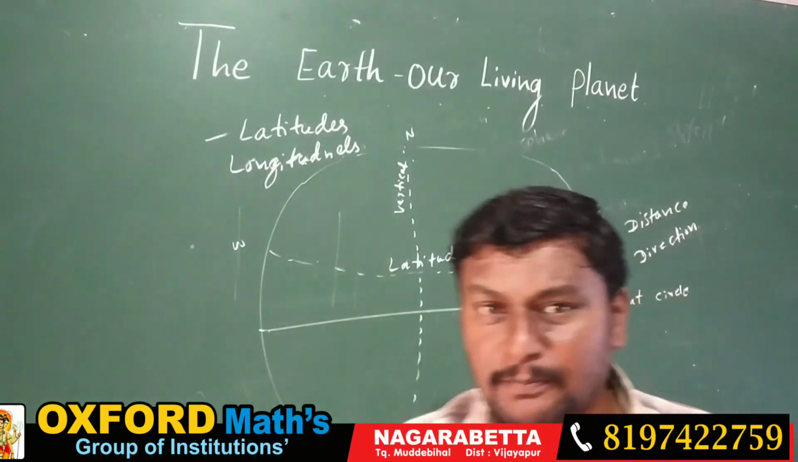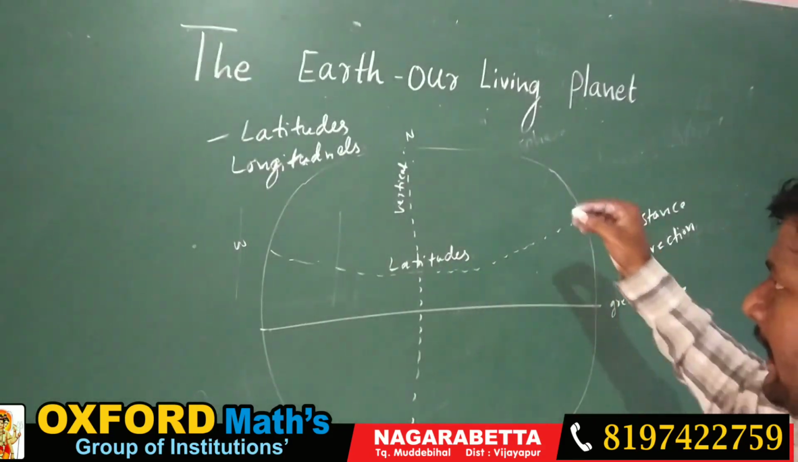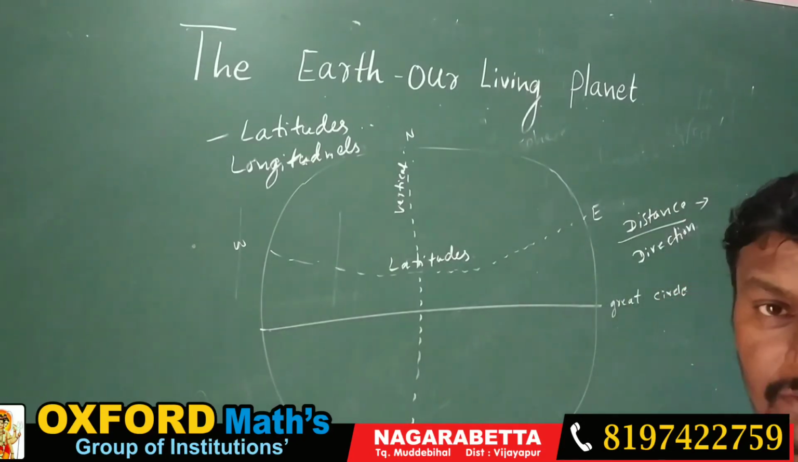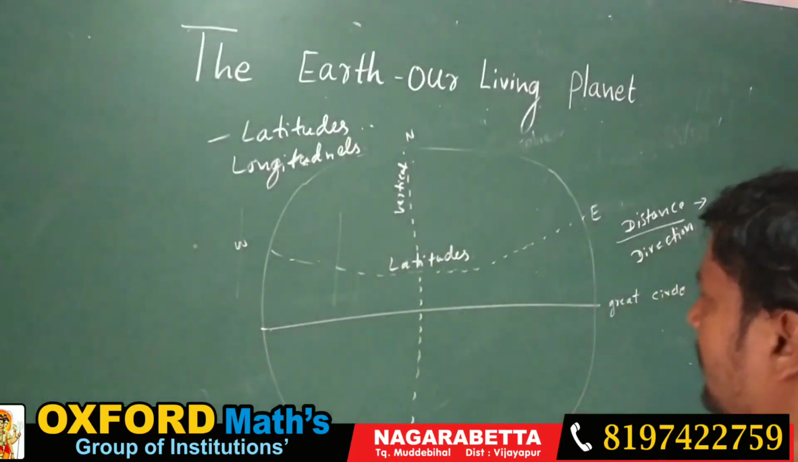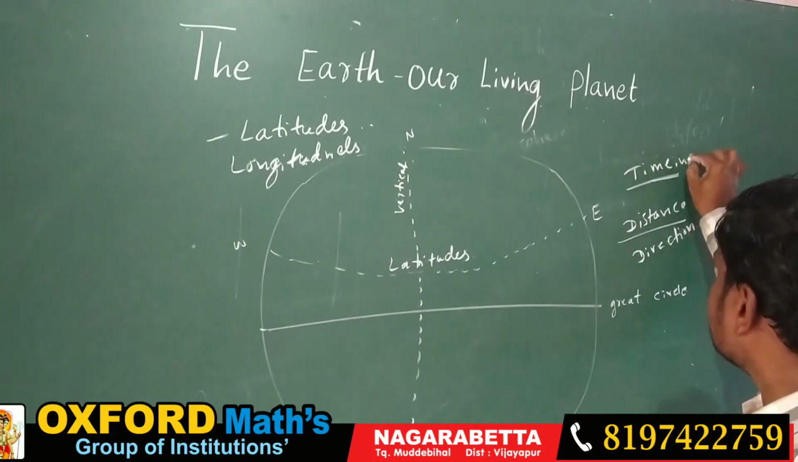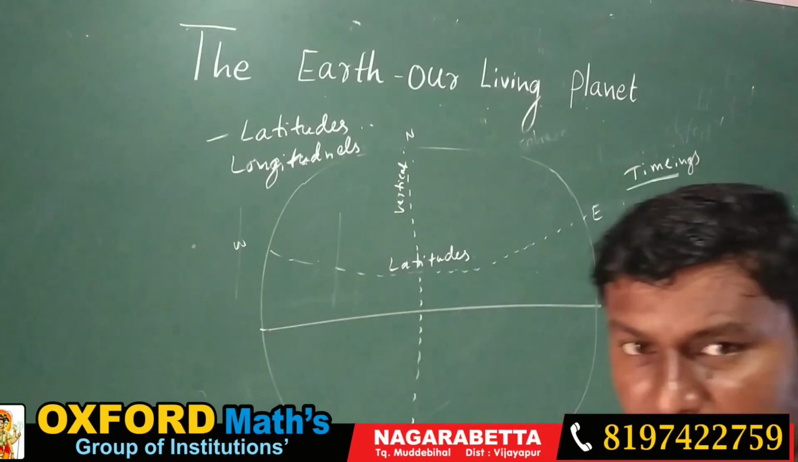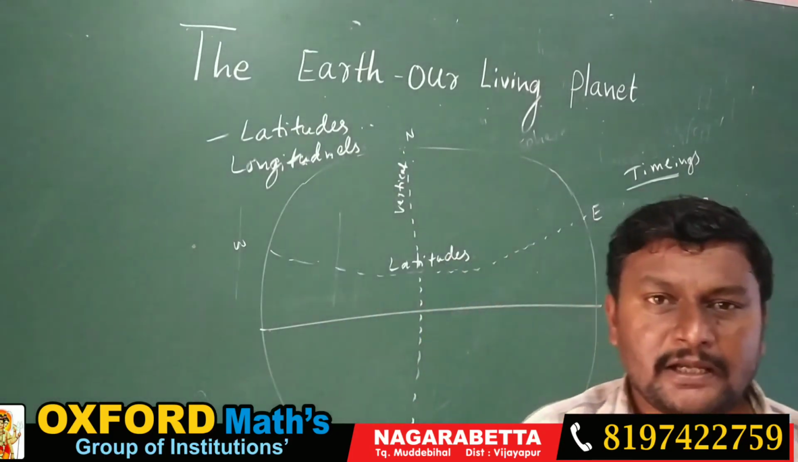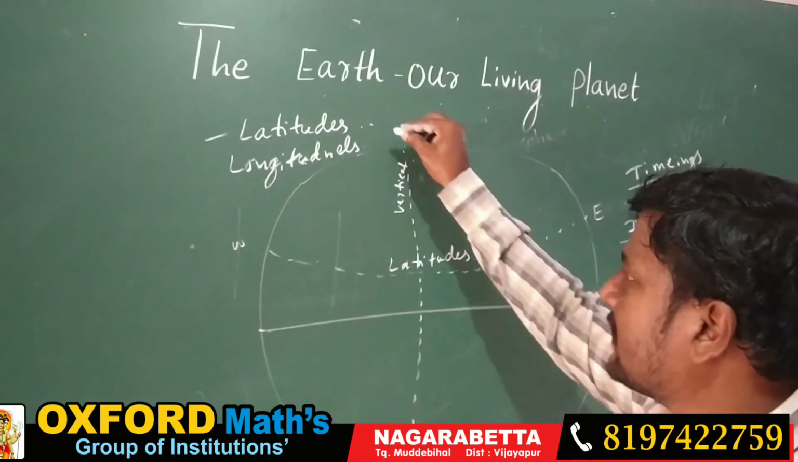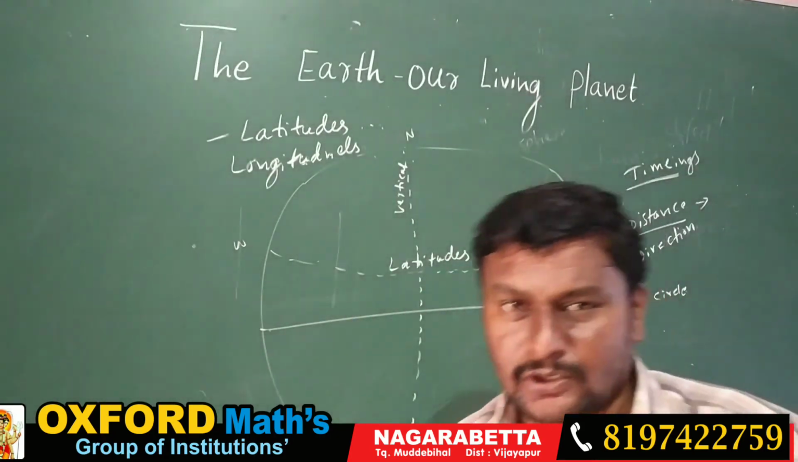So what is the importance of these two lines? Latitudinal lines measure the distance on the earth, and longitudinal lines help to find out the timings. We need timing to travel. So this is the kind of information we get regarding latitudes and longitudes.